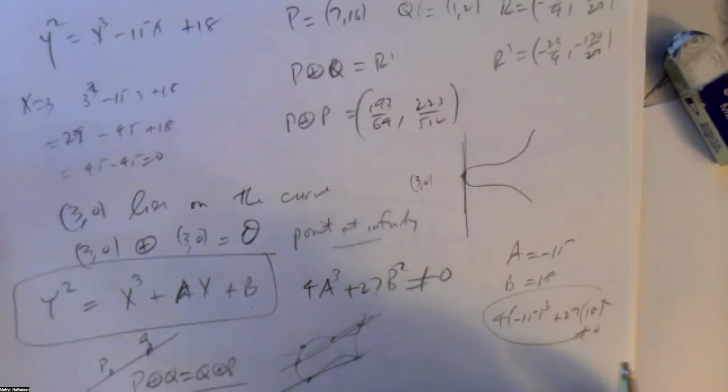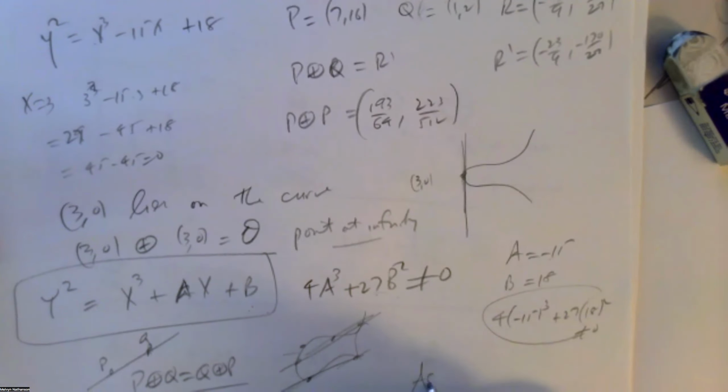The only thing that is really messy to verify is the associative law. And I'm not going to verify that because that's a long, week-long algebraic calculation. But you will have to believe the authors and the mathematical world in general that this chord and tangent process does give a well-defined addition law on the curve. And this is our elliptic curve.